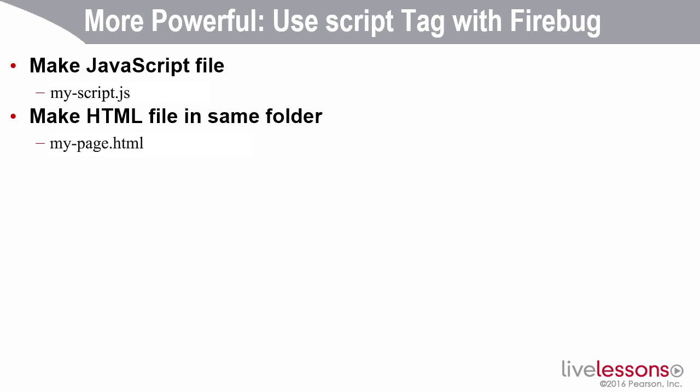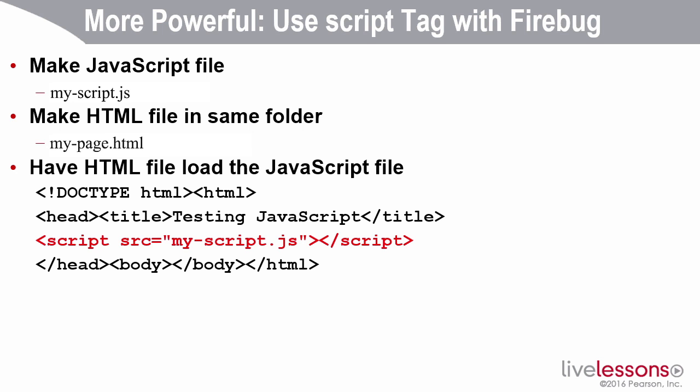Then you make an HTML file, for now in the same folder, but we'll see later that for serious applications, you tend to put the JavaScript file in a subfolder under whatever folder contains the HTML file. But for now, just make a simple JavaScript file with some function definitions and a simple HTML file in the same folder, and then you'll have the HTML file load the JavaScript file. In the head section of the page, you'll put a script tag that refers to the JavaScript file that you just wrote.